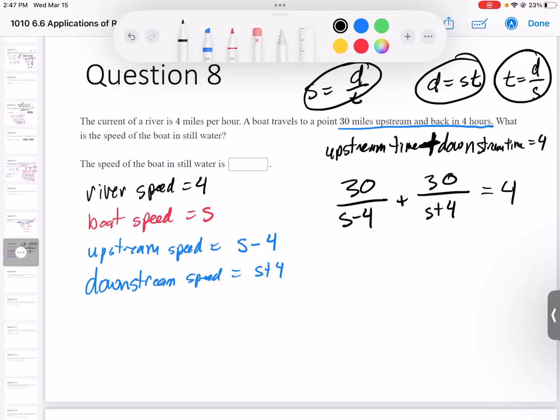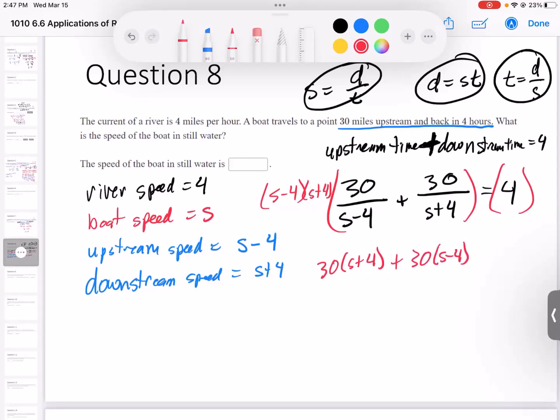So then you go through and you solve the equation. The number that you would multiply by on both sides to get rid of the denominator is going to be s minus 4 times s plus 4. When you multiply it by this fraction, you'll get 30 times s plus 4. When you multiply it by this fraction, you'll get 30 times s minus 4, because the s plus 4s cancel out, but the s minus 4 stays the same. And then on this side, you're going to get 4 times s minus 4 times s plus 4. And so you'll have to FOIL that out, multiply by 4, simplify that, and then you can solve for s.